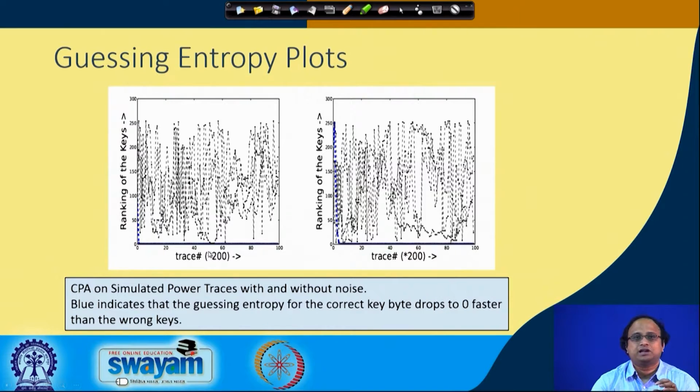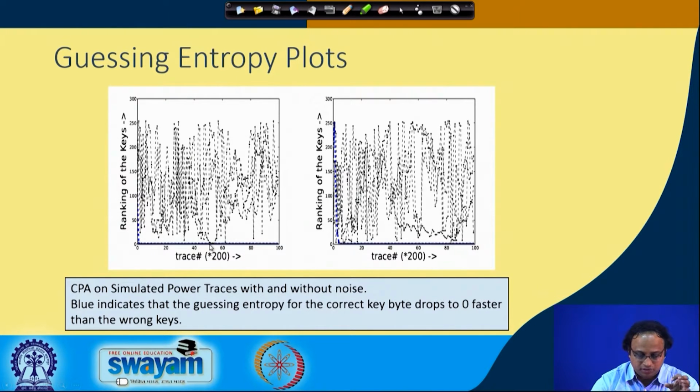So what you expect is that with more and more traces, the guessing entropy should get reduced to 0, because at the beginning the correct key is at the top. So what we are plotting is the ranking of the key. If the ranking becomes, suppose it is initially 10, then 9, and then gradually 1, that means it is at the top, and therefore the entropy is minimum. In this case, there are several wrong keys whose rankings have been plotted, and there is a small blue line which tells us the guessing entropy of the correct key.